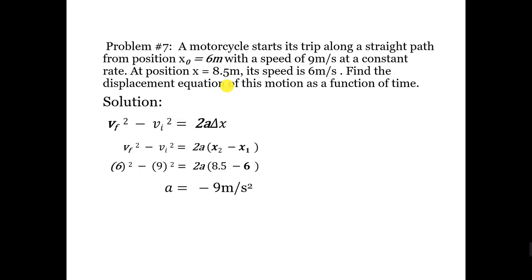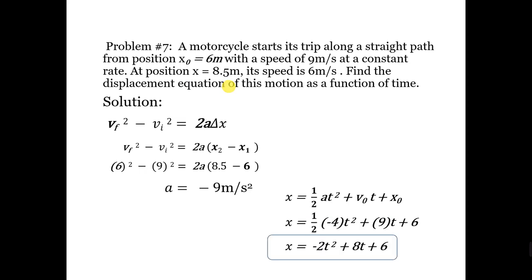Now, we can apply the kinematic equation with two unknowns to create another equation for a distance with a given time. Substitute the values into the equation, and the result is a new equation, which is the displacement equation of this motion as a function of time.